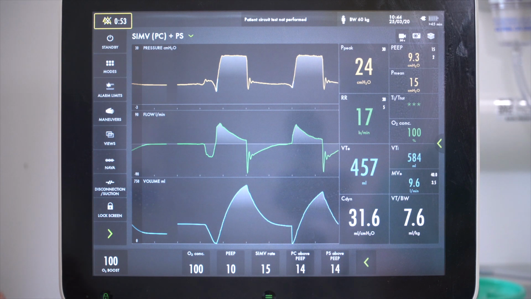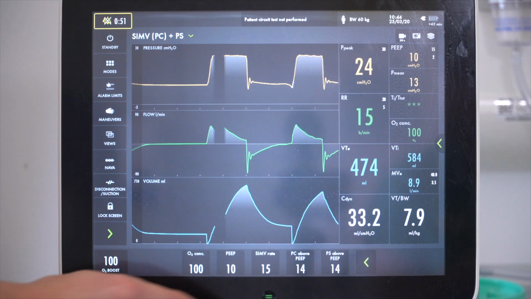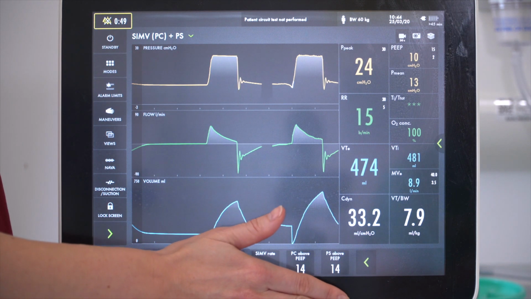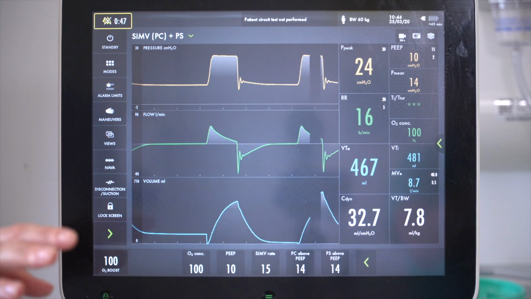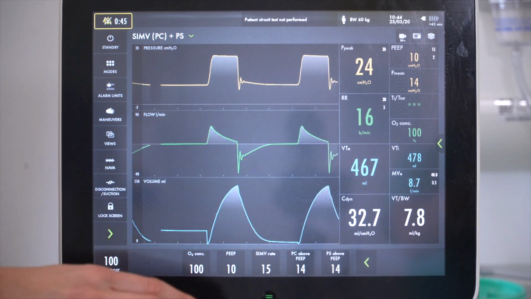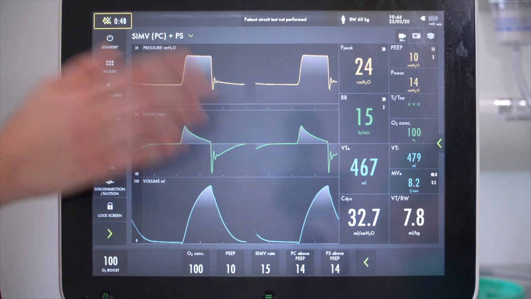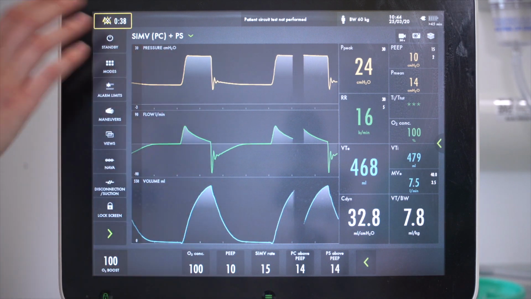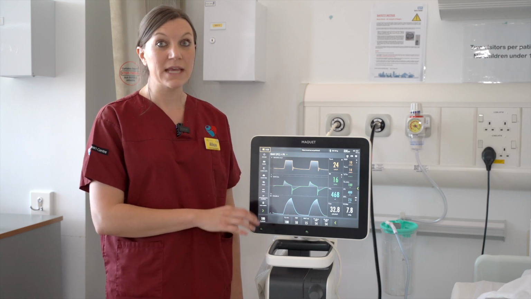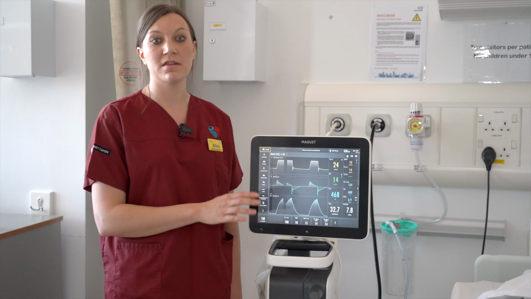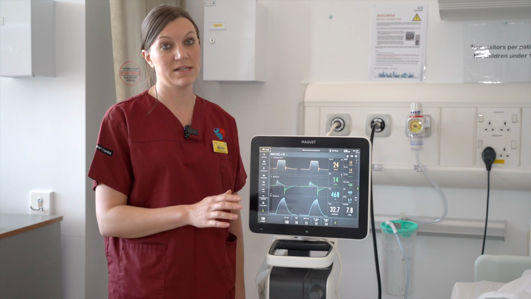In terms of settings, it's also important to make sure that your pressure control and your pressure support are set the same. This is because you want to ensure that when the patient triggers a breath, they get the same amount of support as when the ventilator delivers a breath. And also to make sure that this remains within your lung protective strategy.